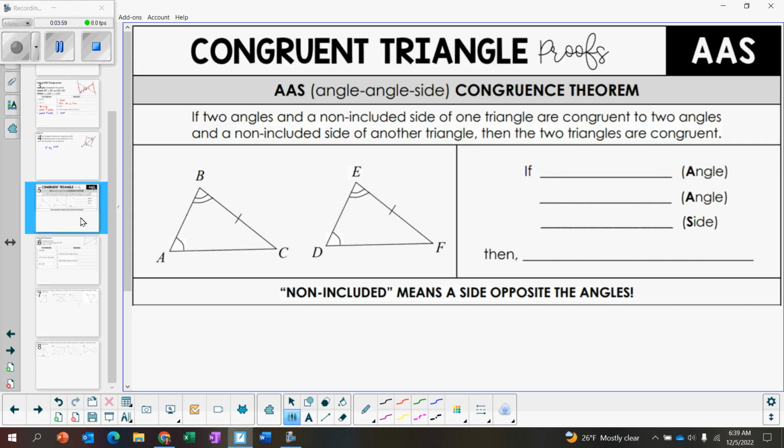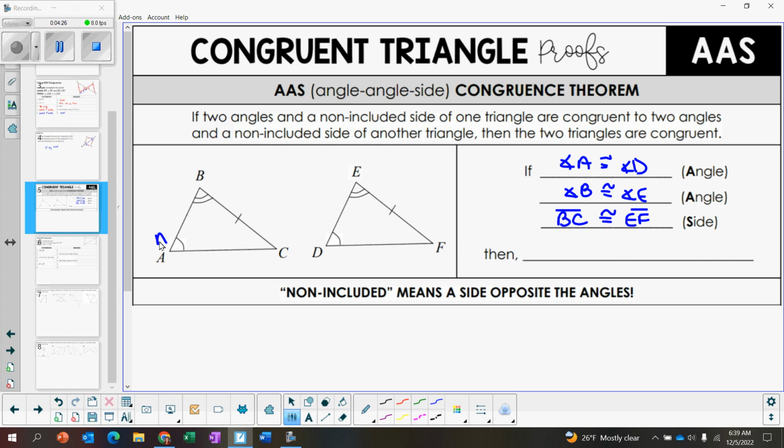Our next method is called AAS. It has the same letters as ASA, but now the order is angle, angle, side instead of angle, side, angle. So we're told if angle A is congruent to angle D, and angle B is congruent to angle E, and segment BC is congruent to segment EF.